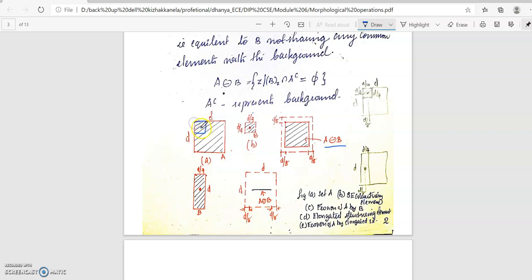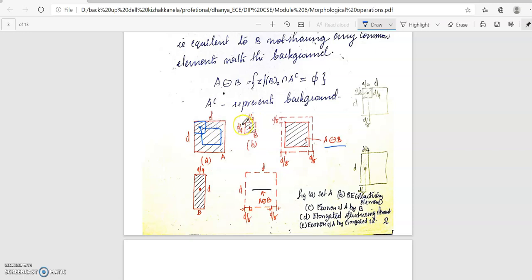This is my center point of B. If I choose this as the center point of B, B is fully contained in A, so here I can select this point. Similarly, I can select all the points in A such that when you place a translated version of B, it is fully contained in A. So what you will obtain is an image like this.